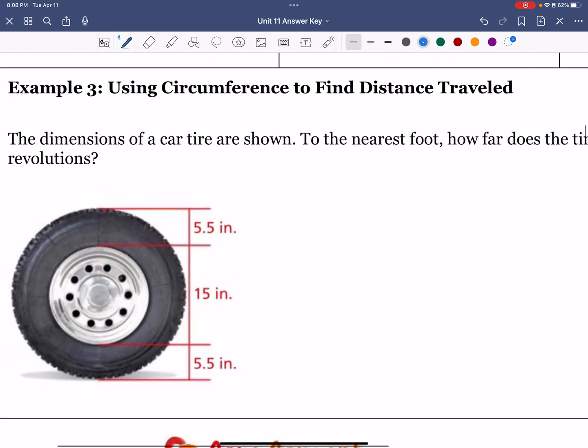So we need to find the dimensions, we have the dimensions of a car tire.